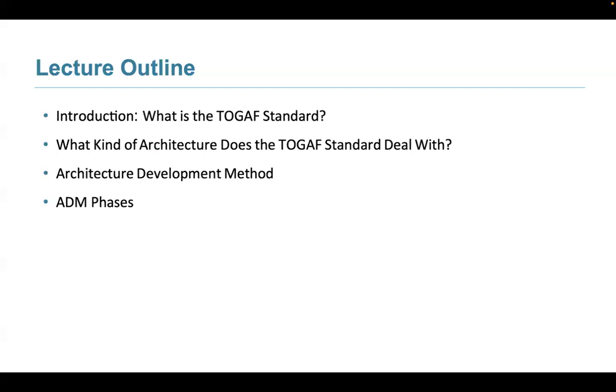First, we will start by understanding what TOGAF is and why it's important for our business. Then, TOGAF covers different types of architecture: business, data, applications, and technology. So we're gonna discuss what kind of architecture the TOGAF standard deals with. And then we're gonna discuss the architecture development method. As you know, TOGAF is a step-by-step process for developing the enterprise architecture. After that, we will break down each phase of ADM, showing how a business moves from planning to execution.